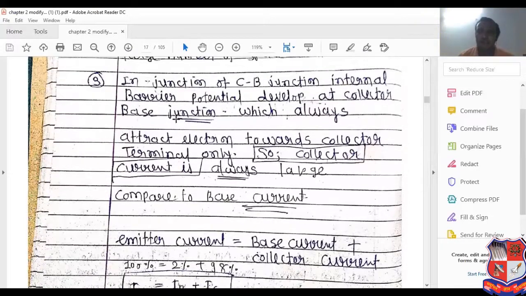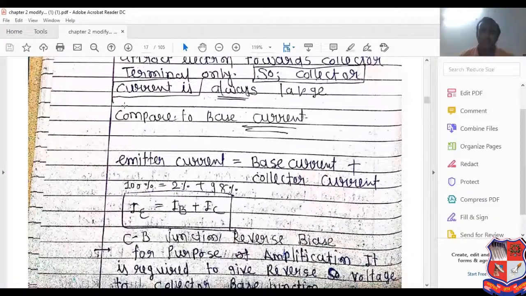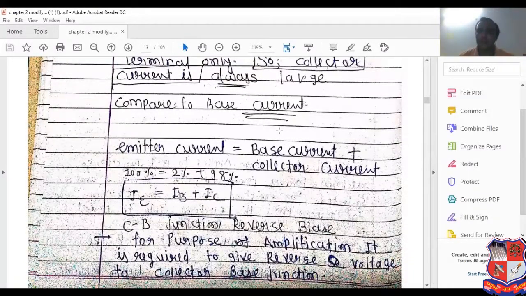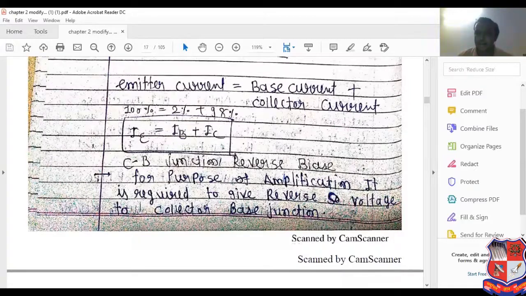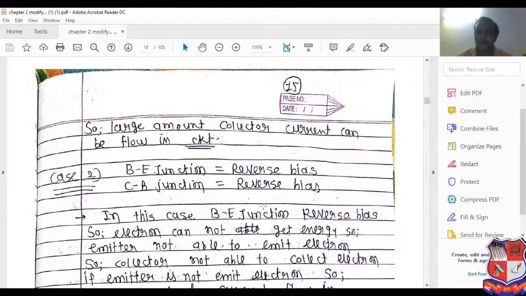I will explain the concept of internal barrier potential at the time when output characteristics are discussed. At that time, I will discuss this point very clearly. Now, emitter current equals base current plus collector current. So the CB junction is reverse biased. For the purpose of amplification, it is required to give reverse bias voltage to the collector-base junction. So a large amount of collector current flows in the circuit. This is known as case number 1.